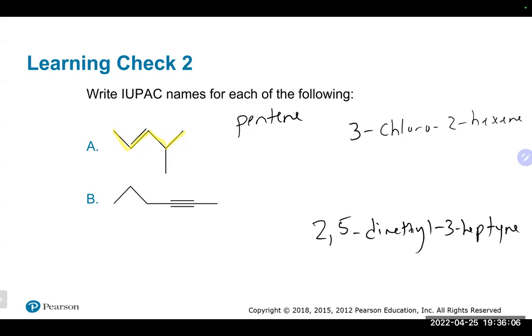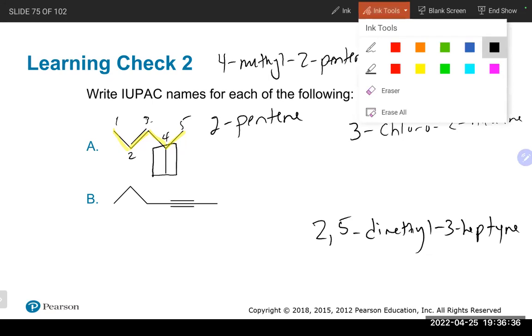Here we do need to give the location of where the double bond is located. And again, hopefully you can see going left to right will get you the smaller number for that double bond. And that means that this is 2-pentene with a group that is hanging off right there, which is a methyl group. And that would be 4-methyl-2-pentene on this exact one here. Question on that one?